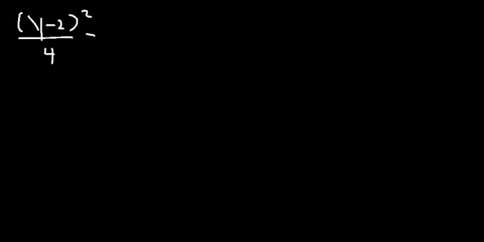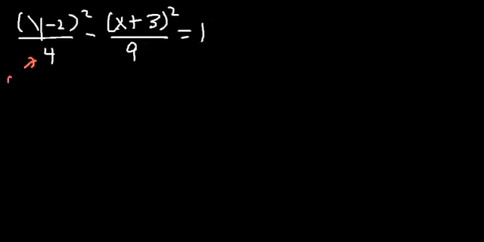Now, for the sake of practice, we're going to try one more example. Let's try this one. Actually, let's start with y this time. So (y minus 2) squared over 4 minus (x plus 3) squared over 9. And that's equal to 1.